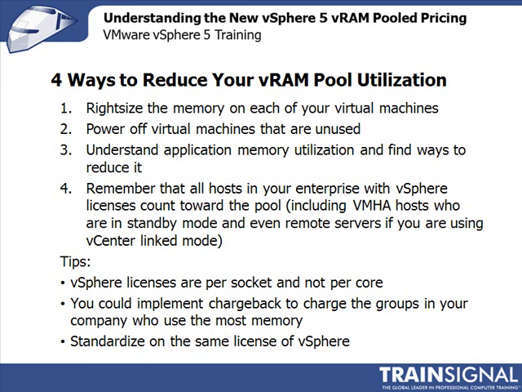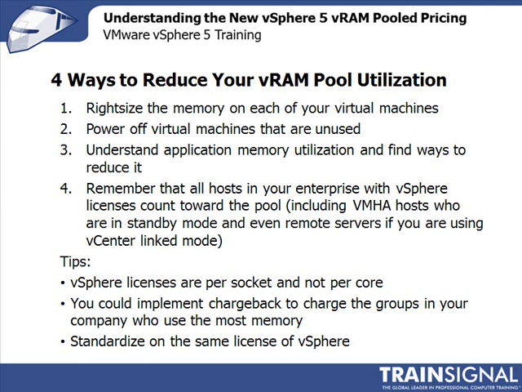Well, the first thing you can do is to right-size the memory on each of your virtual machines. Make sure that you're not just allocating some abstract amount like, oh, I'll just give every virtual machine 8 gigs or 6 gigs or 4 gigs. You need to really find out what applications are in those virtual machines and figure out how much RAM they really need so that you're not over-provisioning virtual machines.